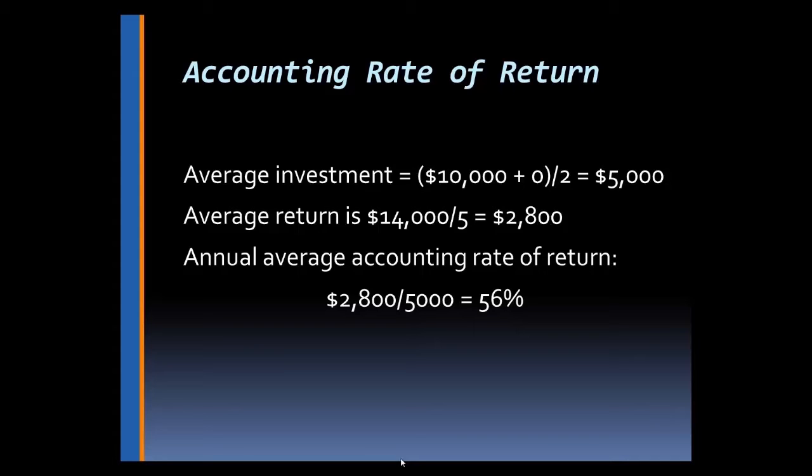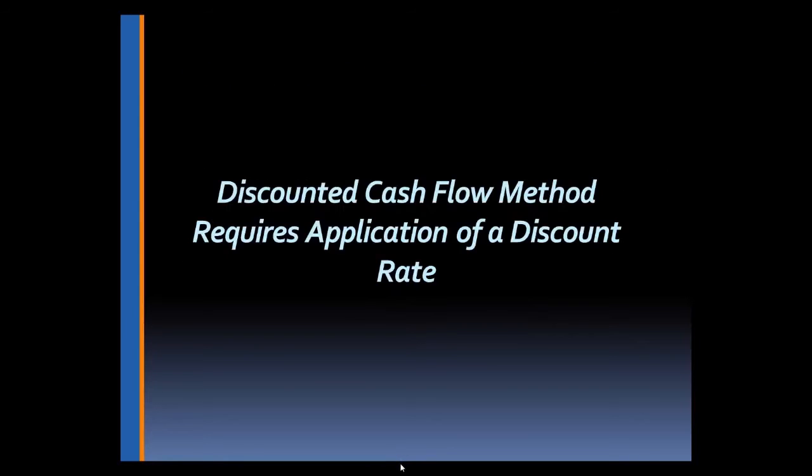Now our return is $14,000 over 5 years. So to get the average return, you divide $14,000 by 5, so you get $2,800. So to get the annual return, you take the average annual return of $2,800 divided by the average annual investment of $5,000, and it says you get a 56% return annually on this investment using this method.